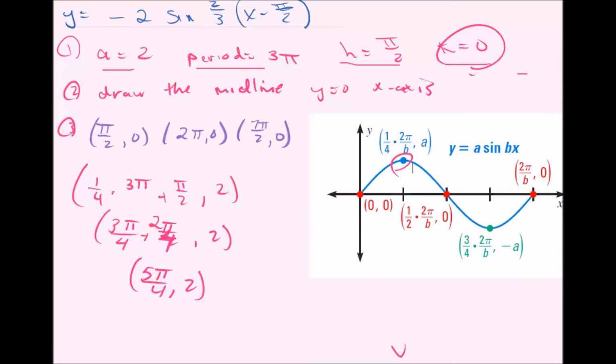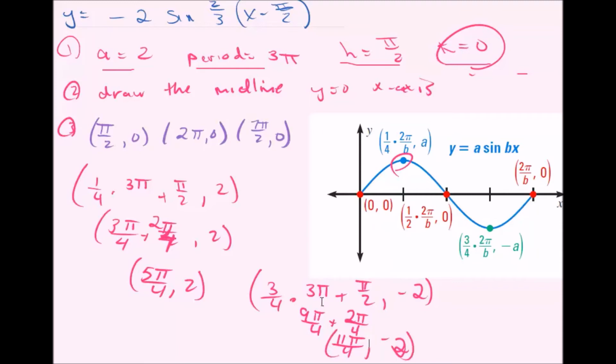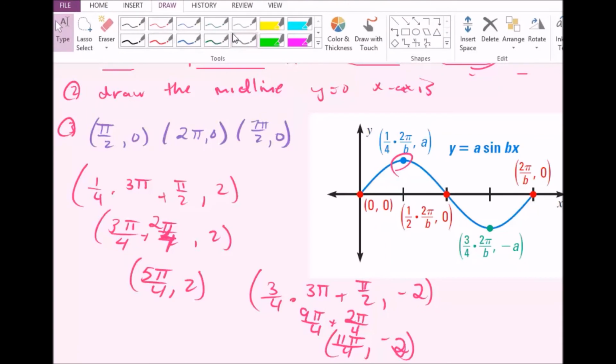Now we just got to find the minimum. It's 3/4 times the period, 2 pi over b, plus pi over 2 for the h, comma negative amplitude, which is negative 2. So the first one, we get 9 pi over 4 plus 2 pi over 4, that's 11 pi over 4, comma negative 2. So those are our last 2 points, 11 pi over 4, comma negative 2.